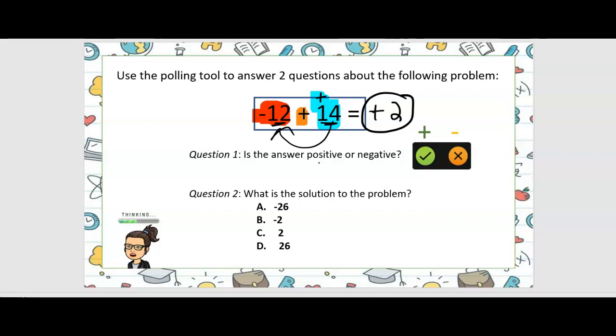What is the solution to the problem? Uh-oh, I don't see a positive 2 in here. We're in trouble. Oh, you know I'm trying to mess with you. Of course, there it is. They don't write the plus sign there.